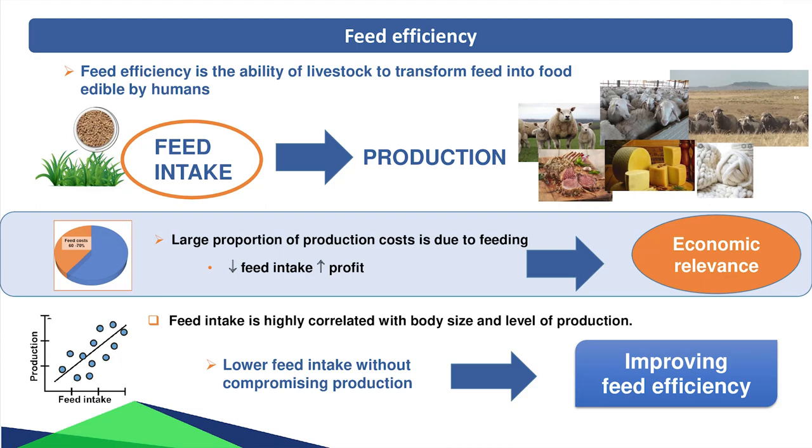But we know at the same time that feed intake is correlated with the level of production. So it's not just reducing feed intake, because if we reduce feed intake, we're going to reduce production, and we're going to reduce the economic input from the system. So what we are talking about here, and what the economic relevance is focused on now, is lowering feed intake without compromising the level of production of the animals or the system. And that is feed efficiency, and that is improving feed efficiency.